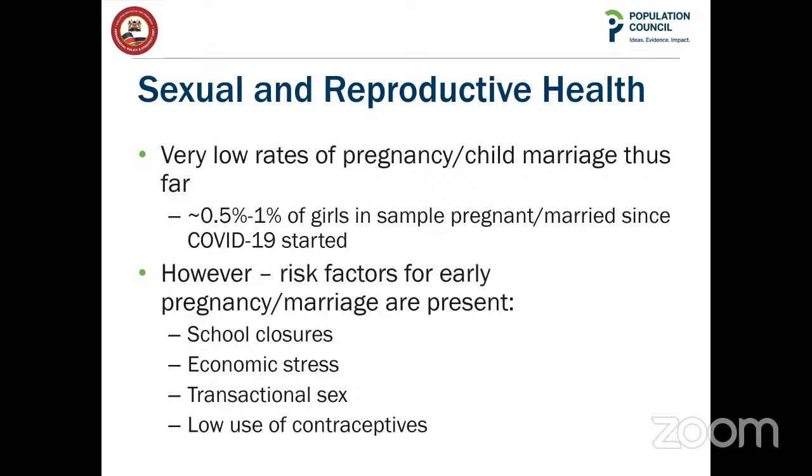Finally, we looked at sexual and reproductive health. What we saw was very low rates of pregnancy or child marriage so far. So a very negligible amount of girls, 1% and less in the sample, reported either being pregnant or married since COVID-19 had started. However, what we did see was increased levels of risk factors for early pregnancy or marriage. So we saw increased school closures, obviously because the schools are closed, economic stress, which I've already presented, slightly increased levels of transactional sex and no use of contraceptives.